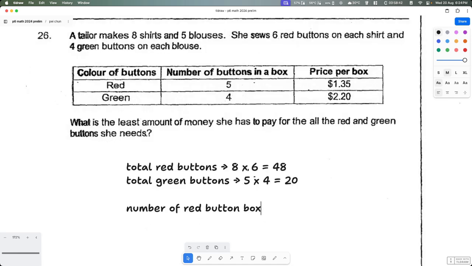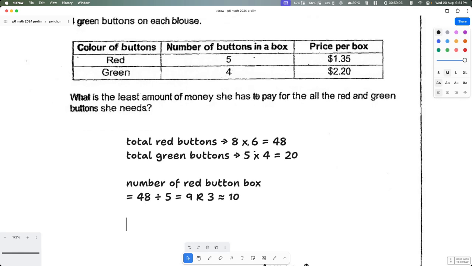Okay, it's equal to, in this case, 48 divided by 5 buttons, which is equal to 45, 50. So it should be right. Okay, this should be 9, 45, then remainder 3, but we need to round up to 10. Okay, then number of green button boxes is equal to 20 divided by 4, which is 5.